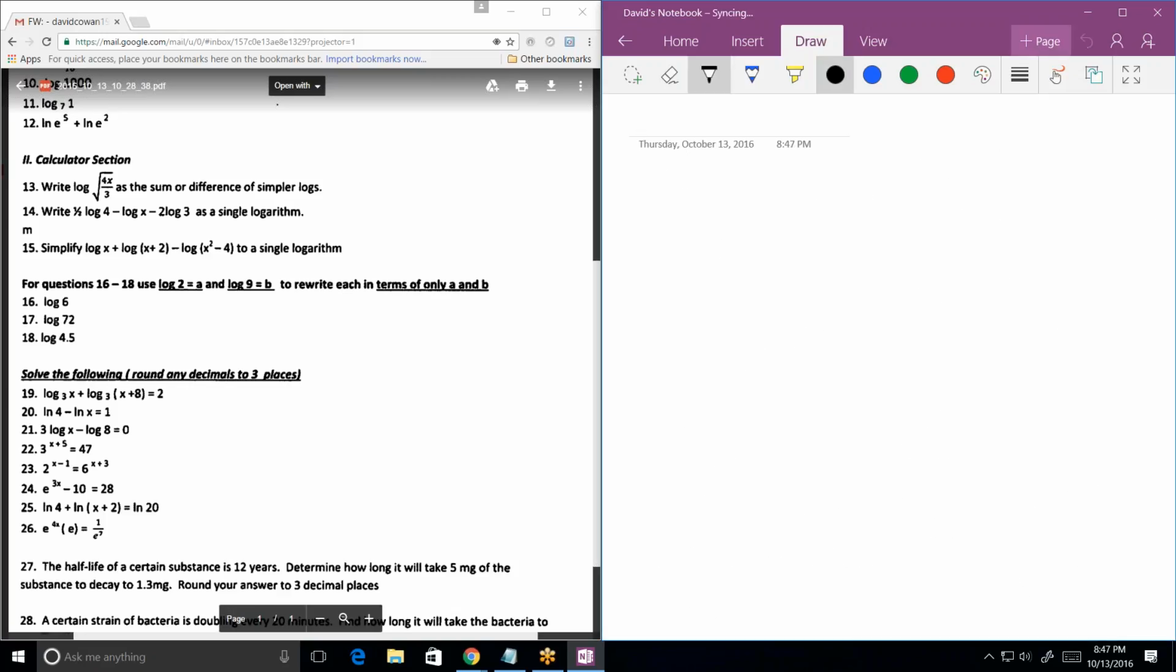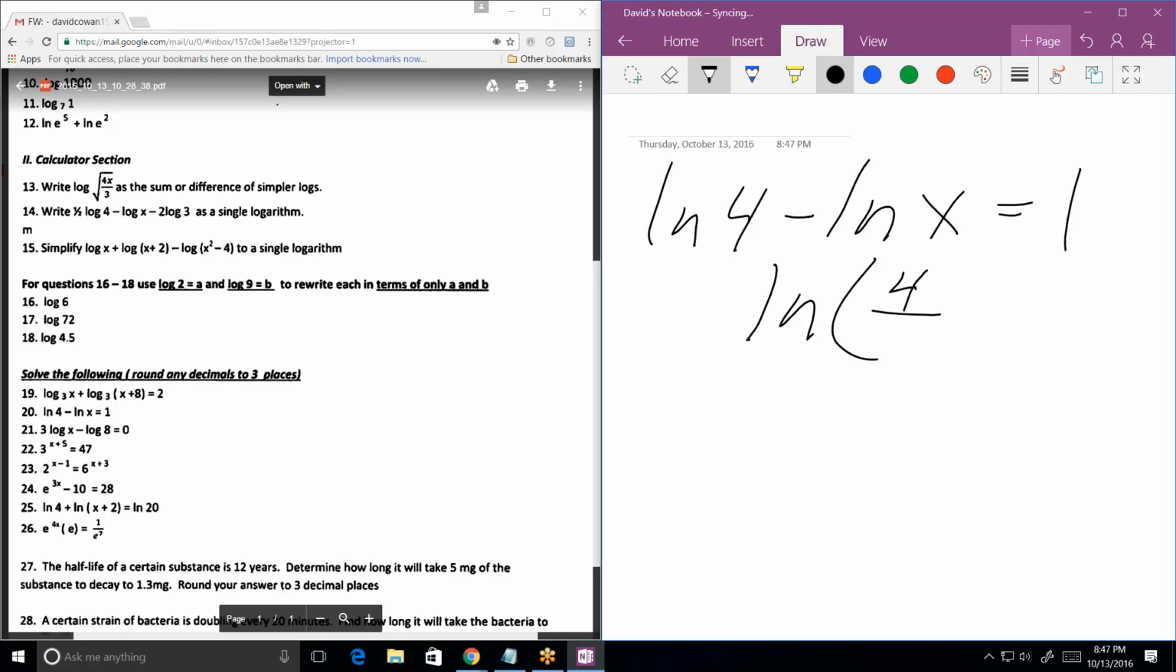All right, let's look at the next one. Natural log of 4 minus natural log of x equals 1. Do it the same way. You'd want to compress it first, so it would be natural log of 4 over x equals 1. Now convert it to exponential. e to the first power equals 4 over x.